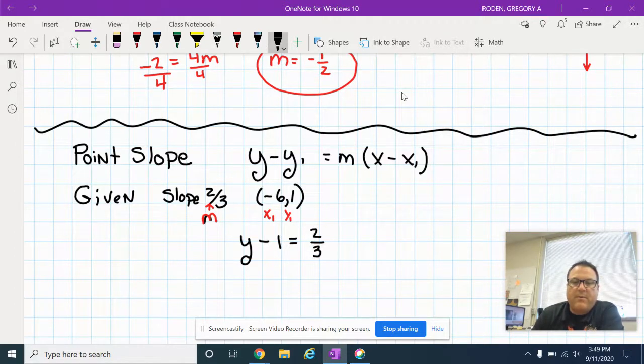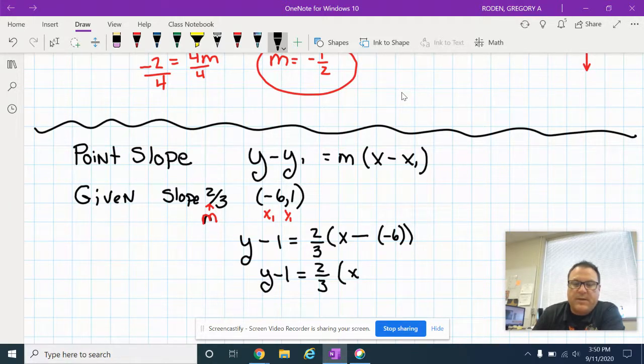And times, parentheses, x minus x1. Well, what is x1? x1 is -6. So you're going to have minus -6. I'll put that in parentheses just so we can see that. Now let's clean this up a little bit. So we have y minus 1 equals 2/3, parentheses, x, a minus and a negative is a positive. So it'd be x plus 6. And we're done. You're in point slope.